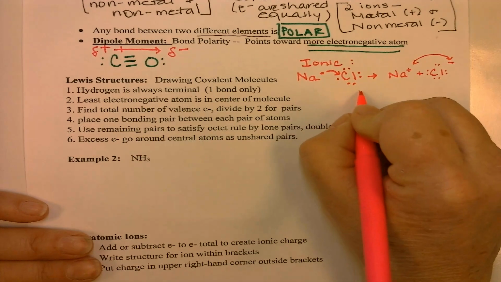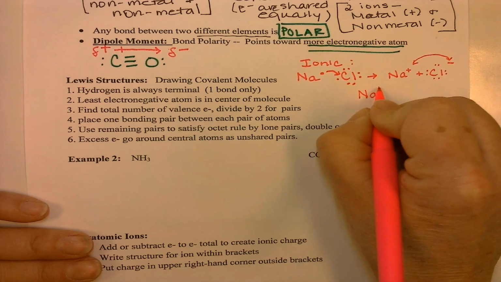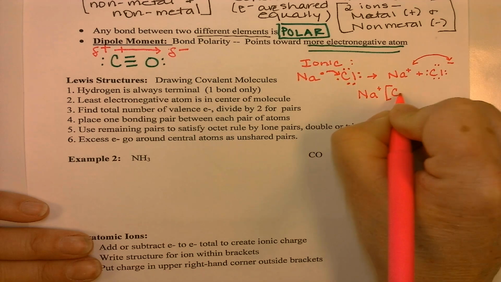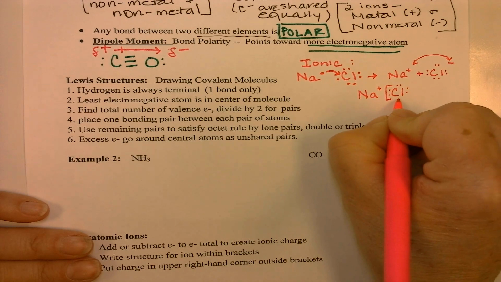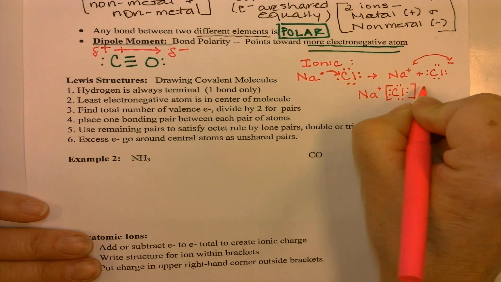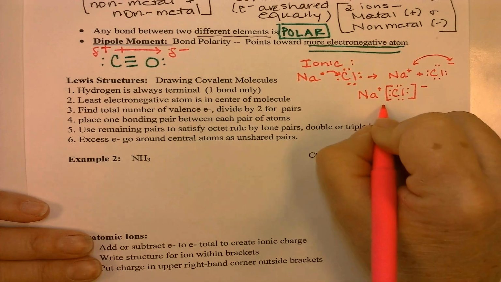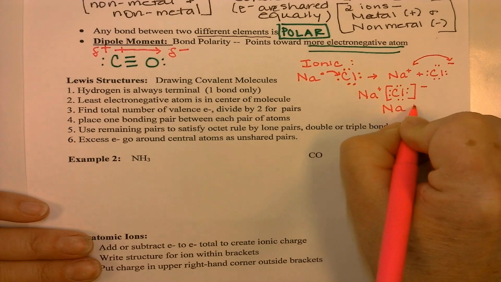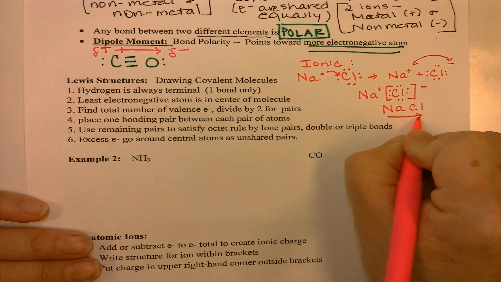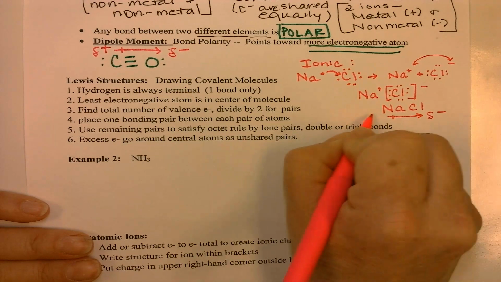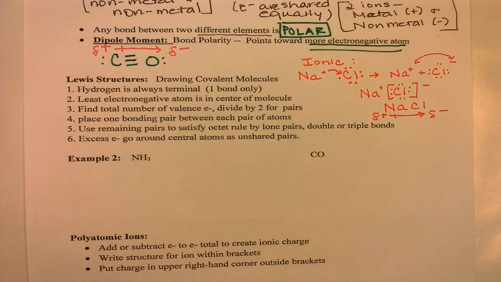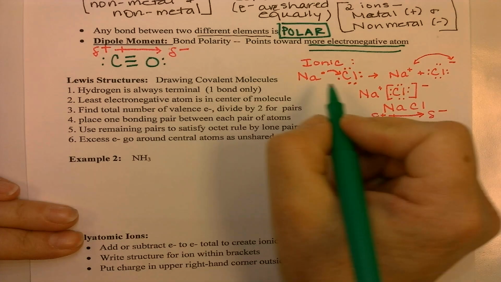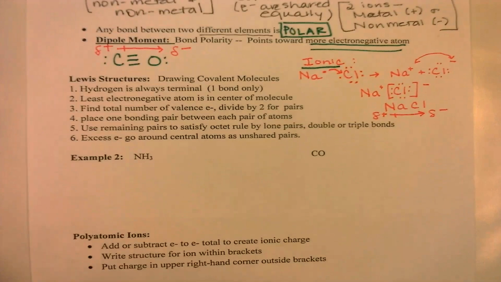So I'm going to end up with sodium chloride. This is how we do it. Okay. Which creates NaCl with a dipole headed toward the chlorine. This is an ionic bond. This is how we do ionic bonds, okay? We show the transfer of the electron.